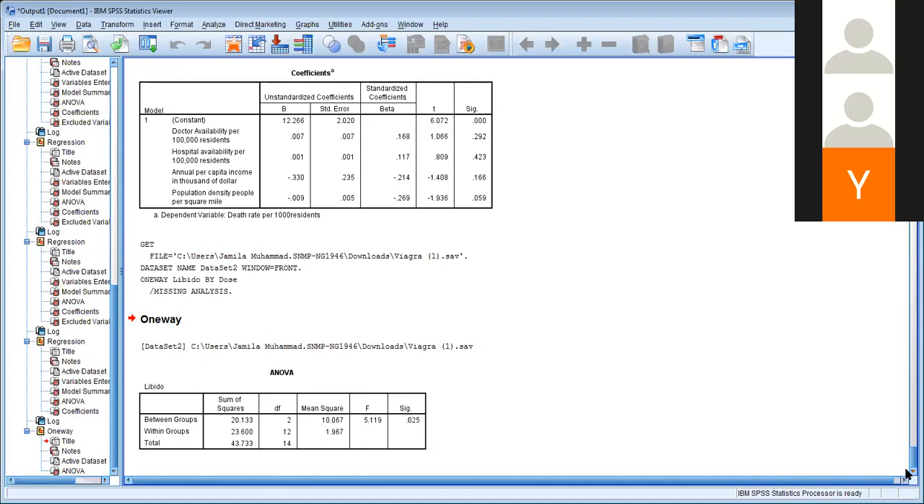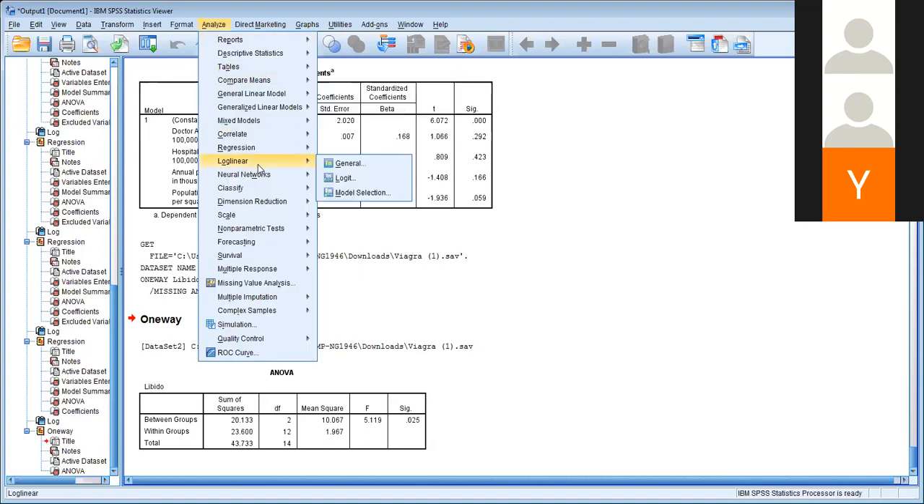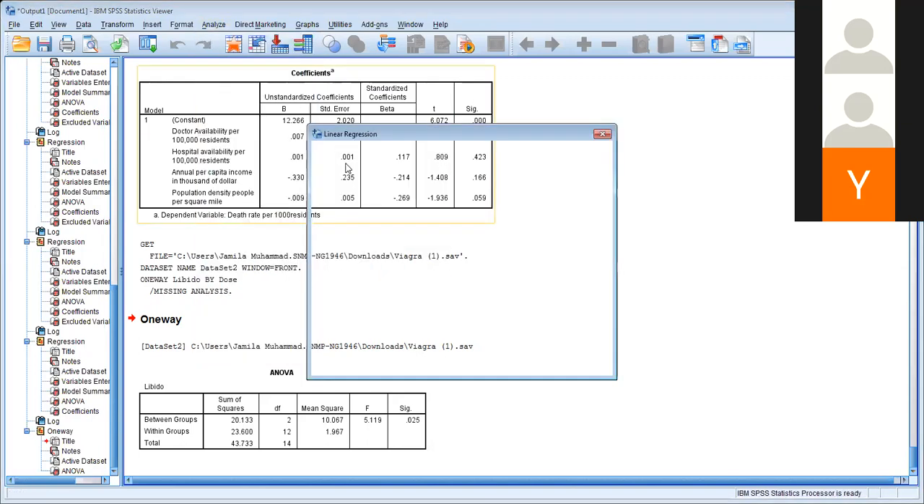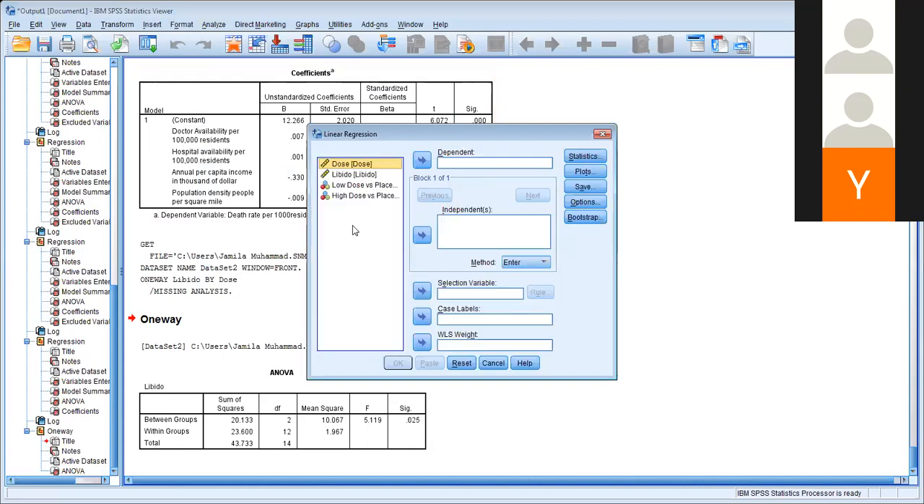Now, go back. Let's do the regression now. Go to analyze, regression, linear. Dependent, libido. Independent, those two dummies, low dose and high dose. Just copy those two dummies, so you are not using the dose variable. Click OK.